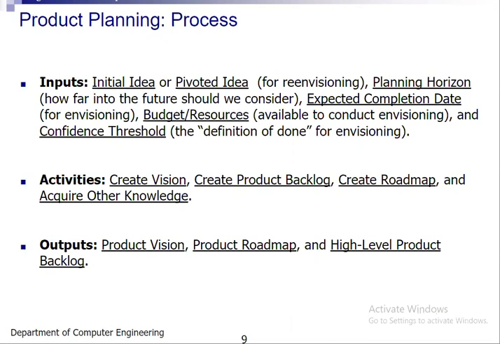पूरा वो sequence create करके हो गया, then आपके पास assignment आएगा software development team के पास कि now industry start to working on this particular product. सो इनपुट क्या रहेगा इस प्लानिंग के लिए? इनिशियल आइडिया और पाइवोटेड आइडिया फॉर री इन्विजनिंग कि क्या है प्रॉब्लम स्टेटमेंट, क्या है जिसके ऊपर आपको काम करना है. प्लानिंग हॉरिजॉन मतलब हाउ फार इनटू फ्यूचर वी शुड बी कंसिडर, कितना समय है आपके पास ये करने के लिए. एक्सपेक्टेड कंप्लीशन डेट फॉर एनविजनिंग, राइट?